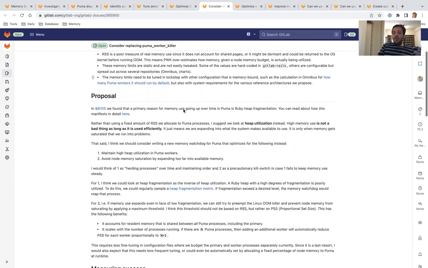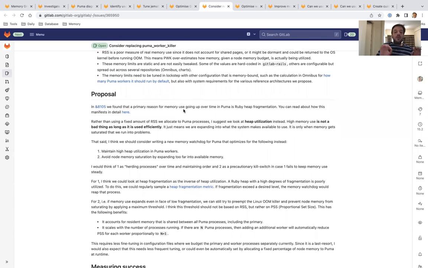So our approach here, our idea, is to add a new memory watchdog for Puma. Instead of a static memory limit, the idea is to use heap utilization instead.